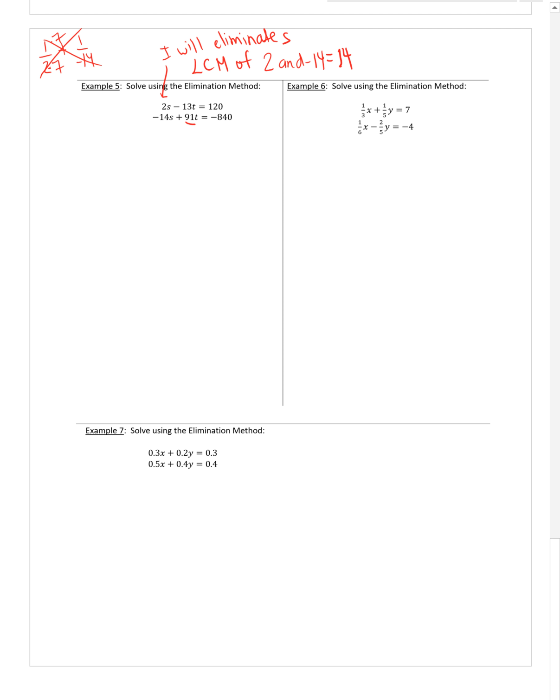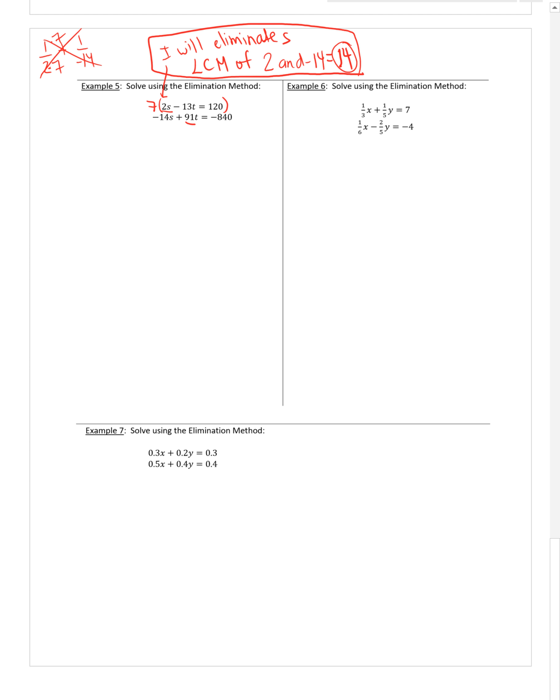Yeah, okay. So that just gave me the right idea. Now I know that I want both coefficients to be the LCM, the number 14. So now I'm going to look at the top equation first. I'm going to ask myself, what would I have to multiply 2s by to get 14s? Or in other words, 2 times what is 14? Well, that'd be 7. So I better multiply the top equation by 7.